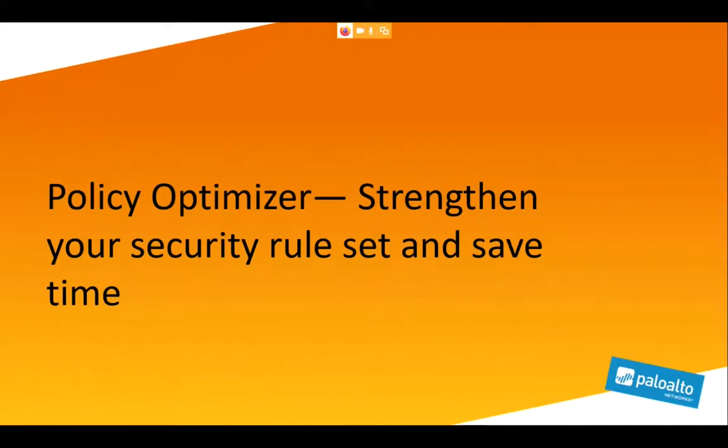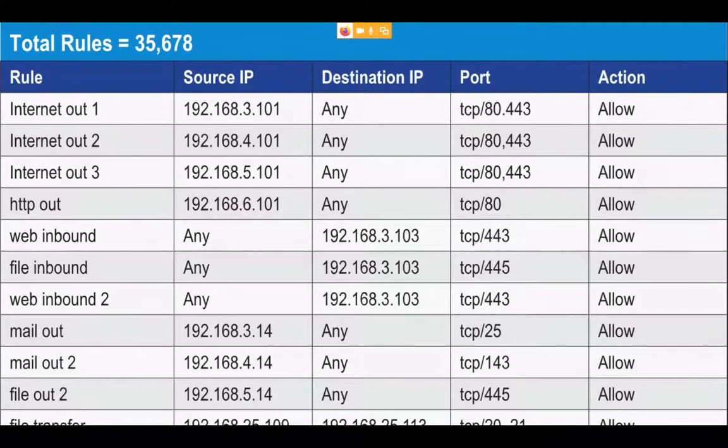Palo Alto's one advocation is that we need to move the rules from the legacy rules to what we call app ID based rules. Before then, we used to have something of this sort in our firewalls. When you look at this rule, and this is just a snapshot of part of these rules, you can see around 35,678 rules, which means that there are other rules.